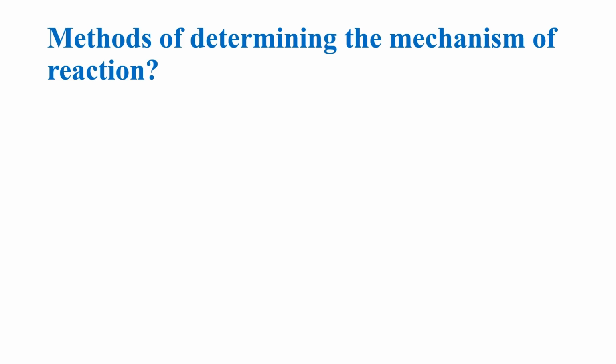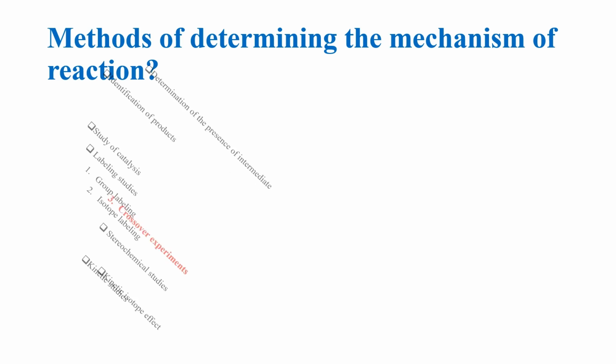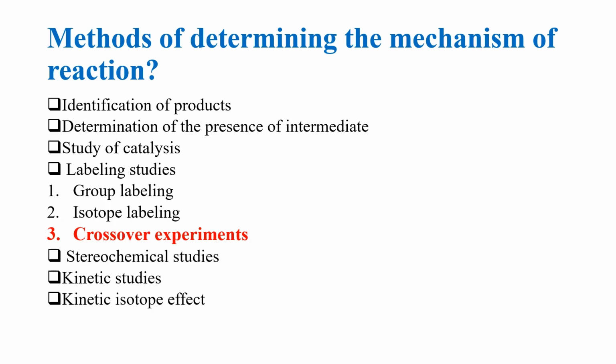So what are the methods to determine the mechanism of a particular reaction? If you have any reaction, you don't know the mechanism behind it. Several types of intermediates, such as carbocations, carbanions and radicals, form in between the reaction, but we don't know which intermediates are formed. For that, we have several methods to determine the mechanisms.